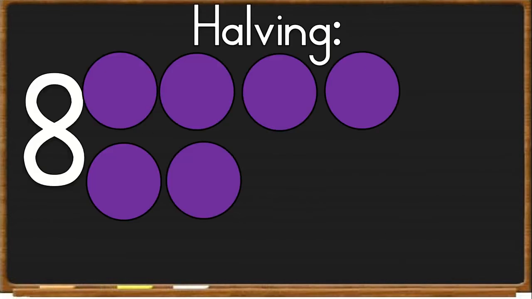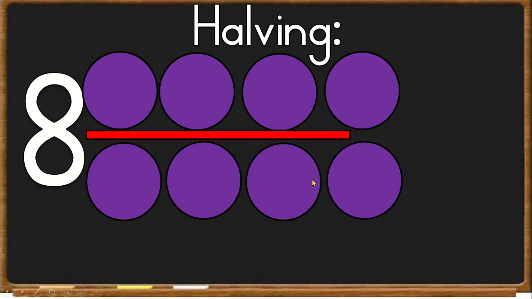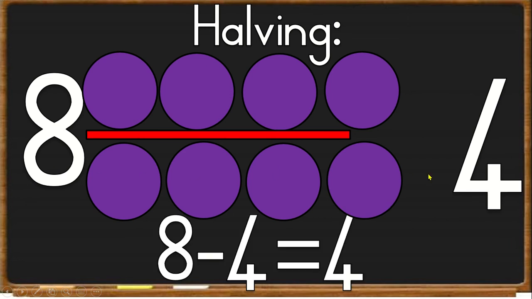Now we're going to look at 8. I'm going to cut it in half. I'm going to count how much I have on one side. 1, 2, 3, 4. Therefore we can say 8 take away 4 equals 4.